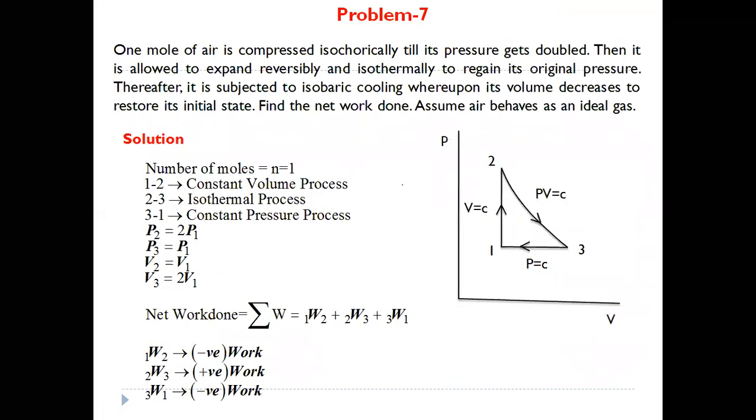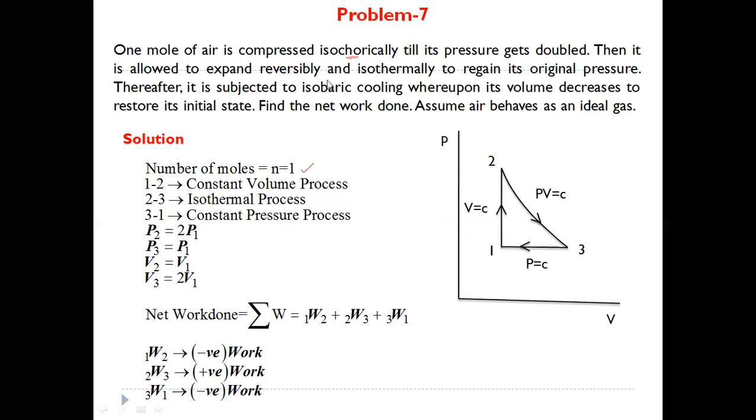Coming to the next problem, 1 mole of air is compressed isochorically. Here the process is given. 1 mole of air means the number of moles N is equal to 1. It is compressed isochorically till its pressure gets doubled.